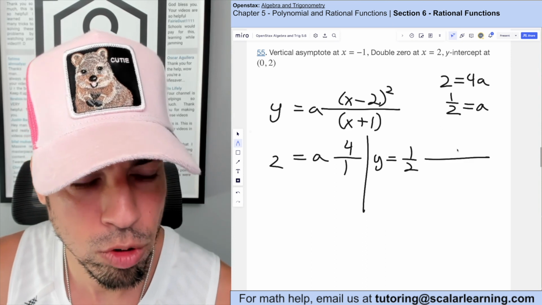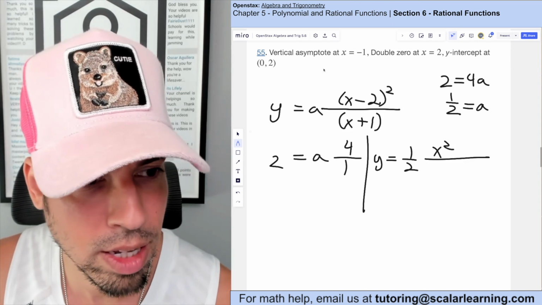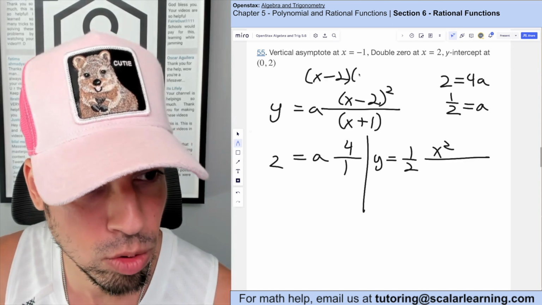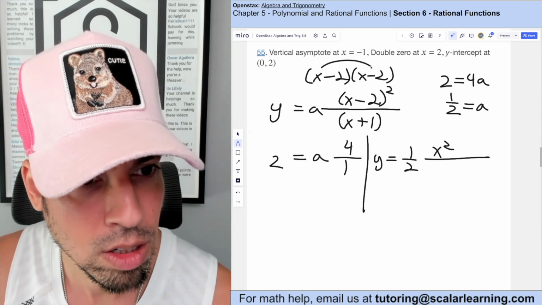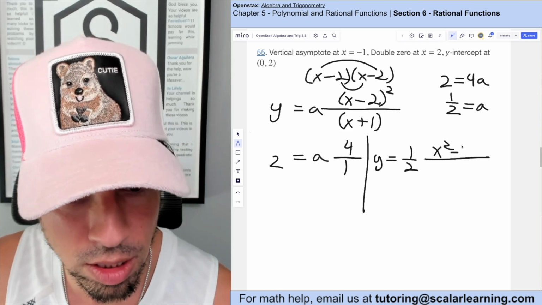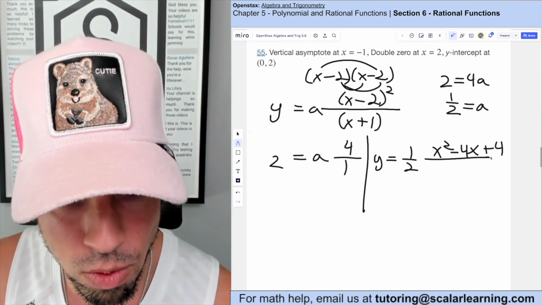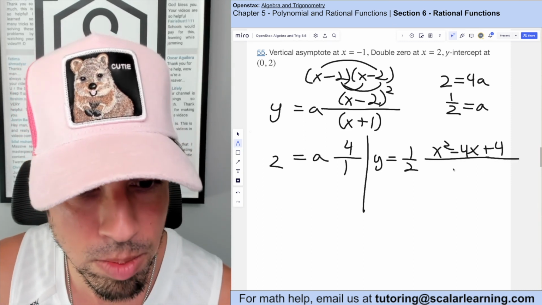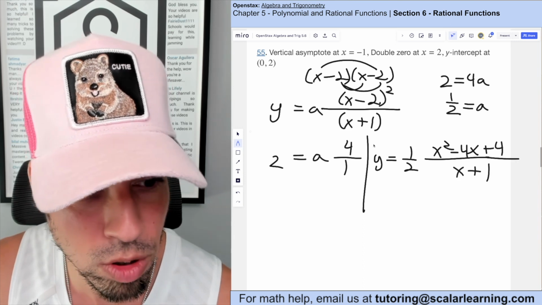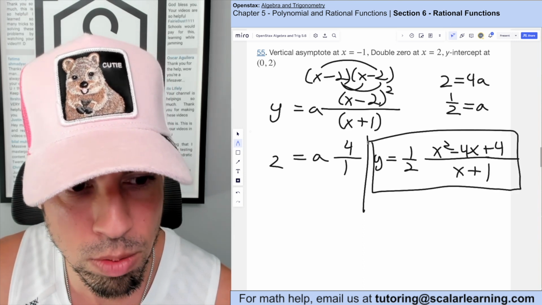X minus 2 squared is x squared, and then you imagine it as x minus 2 times x minus 2, and then it's negative 2x, which is negative 4x, and then negative 2 times negative 2 is positive 4, over that denominator of x plus 1. There you go. Here's the answer. Boom, done.